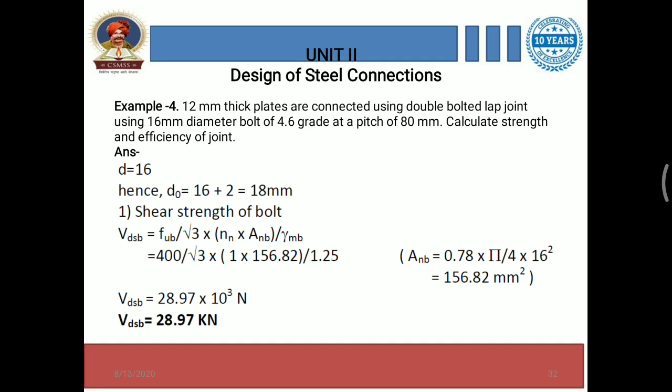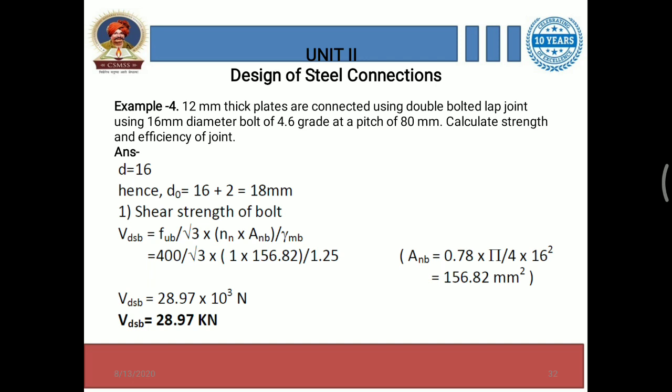Okay, put the values: FUB 400 upon root 3 into NN 1, as we are connecting that plate with a single line or a single row of bolts.